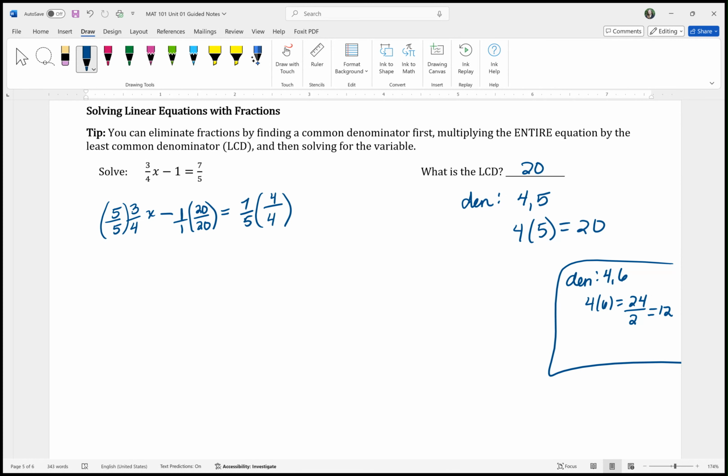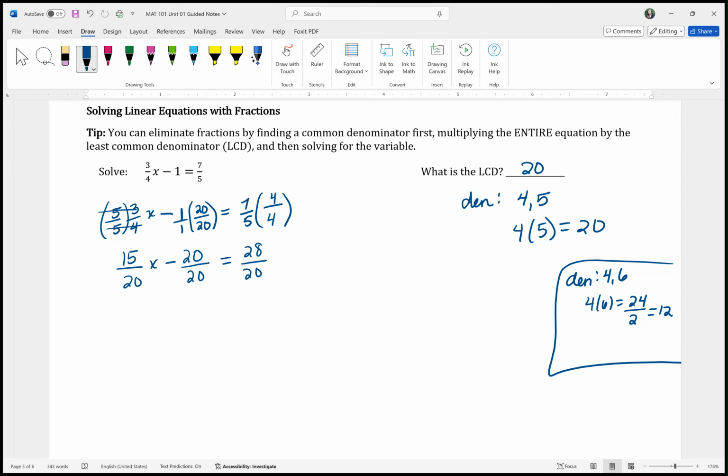Now, let's simplify this and actually figure this out for the next step. So again, when you're multiplying fractions, you're multiplying straight across. So 5 times 3 is 15 over 5 times 4 is 20. Okay, we did that part right. x minus 1 times 20 is 20 over 1 times 20 is 20 equals 7 times 4 is 28 over 5 times 4 is 20. All right, this is fabulous.